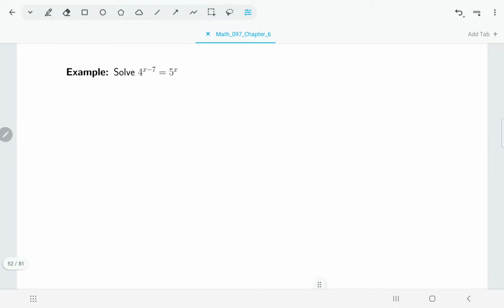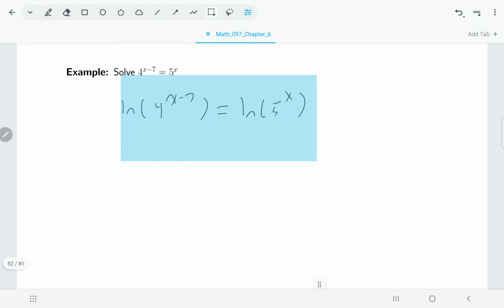So if it was 4 and 16, or if it was 25 and 5, then I could do that. But here I'm stuck with two very different bases. And I could do, if I wanted to, the whole natural log business. So I could start off by doing natural log of 4 to the x minus 7 and natural log of 5 to the x. And that would definitely get me to a correct answer.